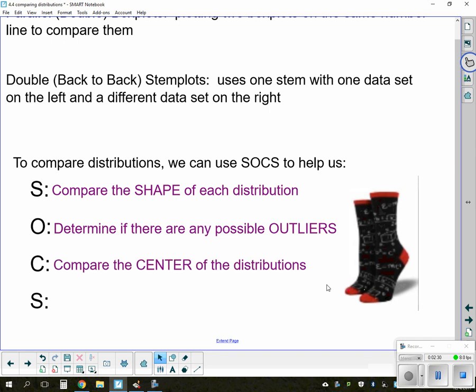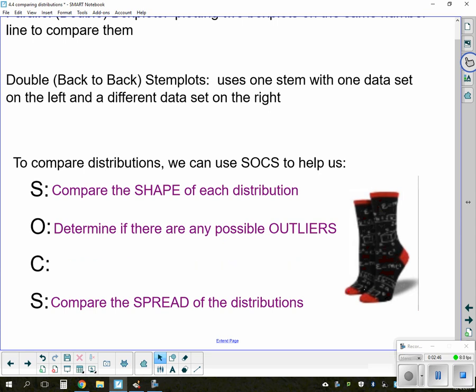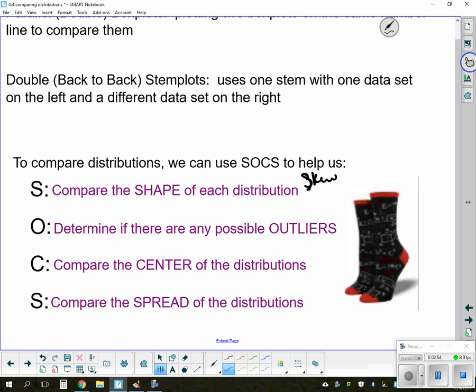C stands for center. Compare the center of the distributions. And center usually is talking about median. Median is your middle, your center of it. And finally, the last S is the spread of the data. And usually we're talking about range there. So you might want to note a couple extra terms in there. Shape is usually the skew or symmetry. Hopefully you already know what the outlier is. Center is usually the median, and the spread is the range.